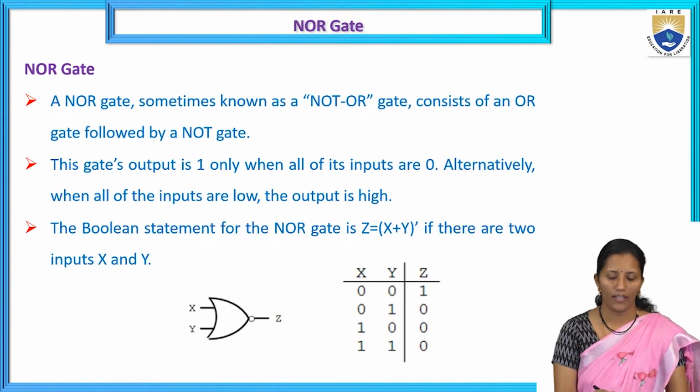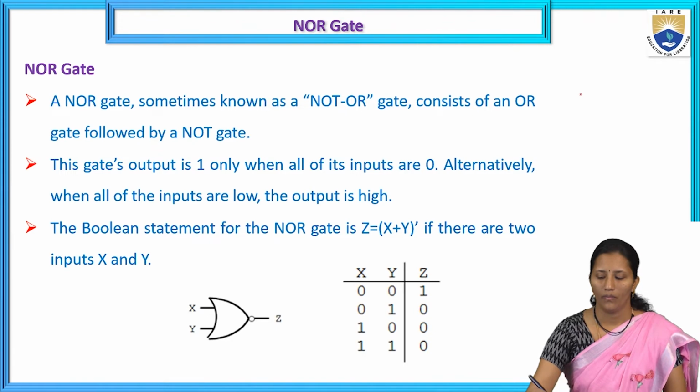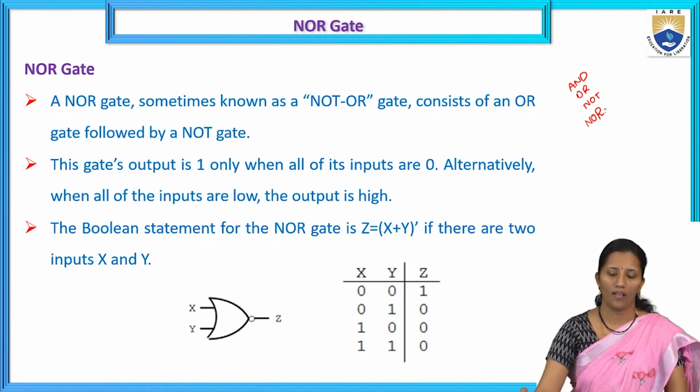Another gate is the NOR gate. Here we discussed AND, OR and NOT. So these are the basic gates. Now we are going to discuss the NOR gate. The NOR gate is sometimes called the NOT OR gate.